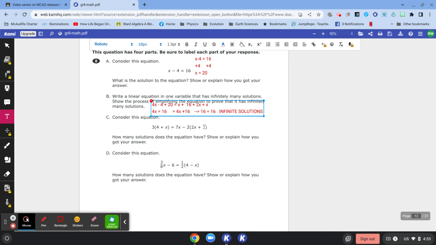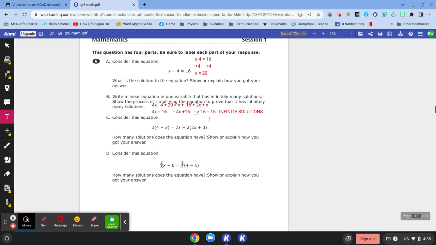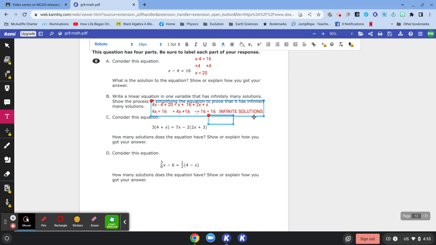Now we're going to look at the next one here. We've got 3 times 4 plus x equals 7x minus 2 times 2x plus 3. So I'm going to go ahead and solve this one. Let's just start a solution space right here. So 3 times 4 plus x. And the tricky thing with this one is there's some negatives to watch out for.